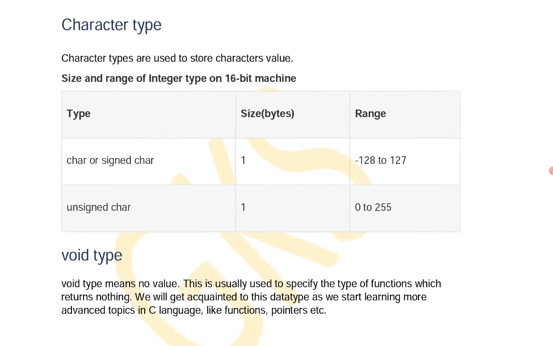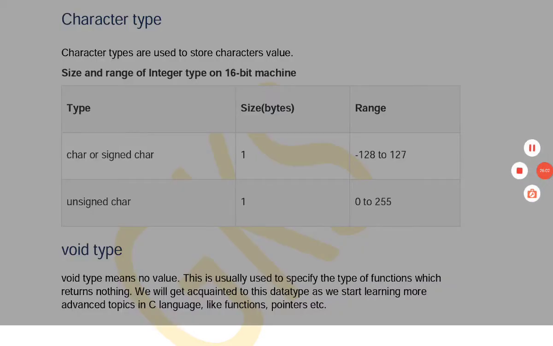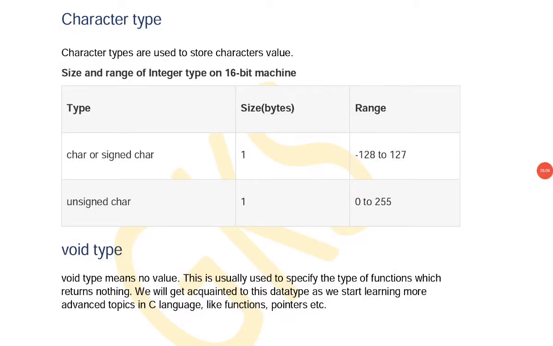Next, another frequently used data type in C language is the character data type or char data type. What is a character or char data type? Character types are used to store character values. So, char data types are generally used to store a single character or a single symbol.